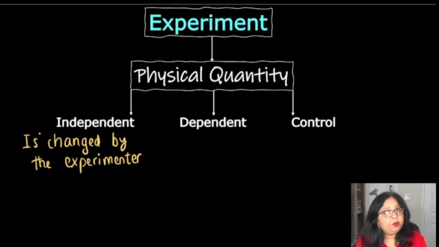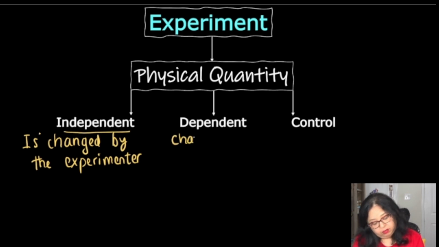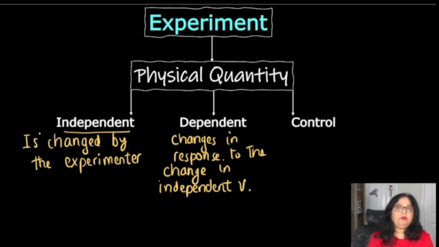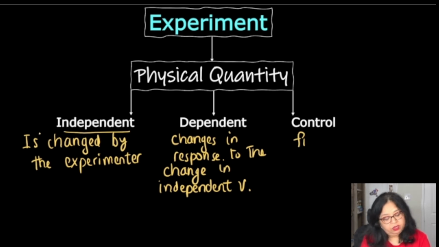Dependent variable or parameter. It changes in response to change in the independent parameter. I'm going to write V dot for variable. And control is what is not changed. These parameters, these variables are kept fixed.